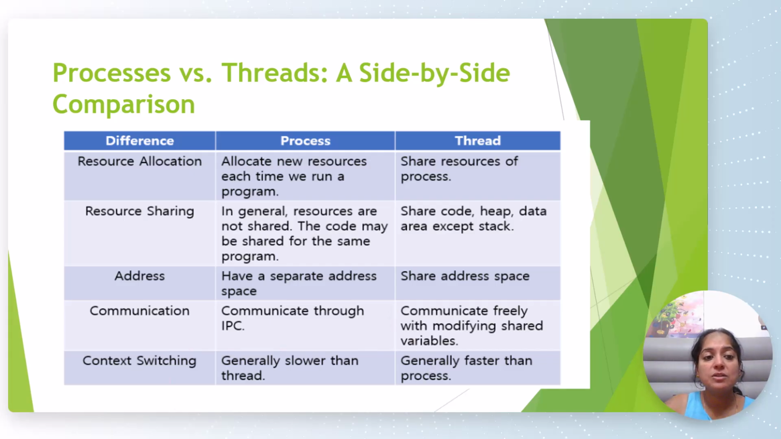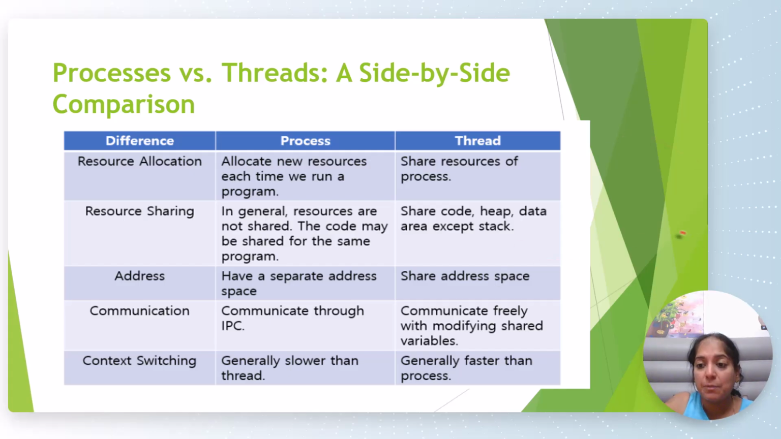Another one is resource sharing. The code may be shared for some programs, but generally resources are not shared between different processes. But threads share the code, heap, data area, everything except the stack. Each process has its own separate address space, but each thread has the same address space which is given by the process.